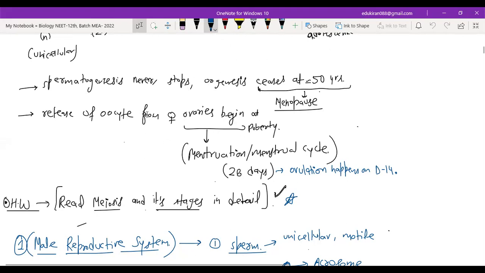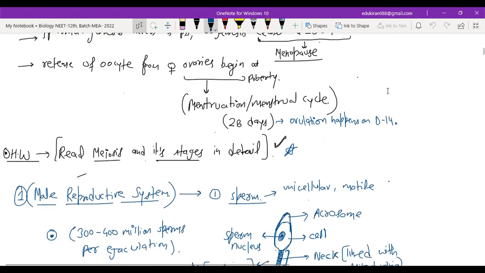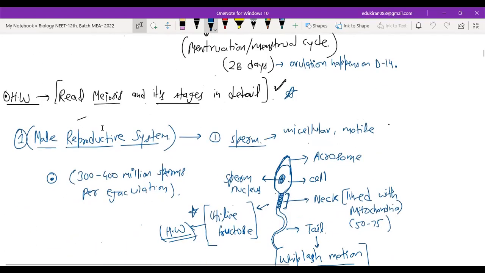Then release of oocyte from a female's ovaries begins at puberty, and that is called the beginning of menstrual cycle or menstruation. This is a 28-day long cycle. Yesterday we were talking about this, remember? Ovulation happens on day 14 of this cycle. So the basic fundamental is clear to you? Shall we go into detail?